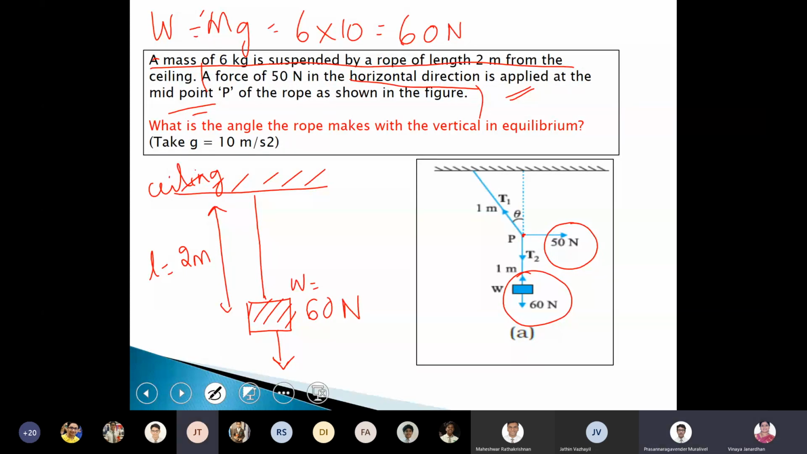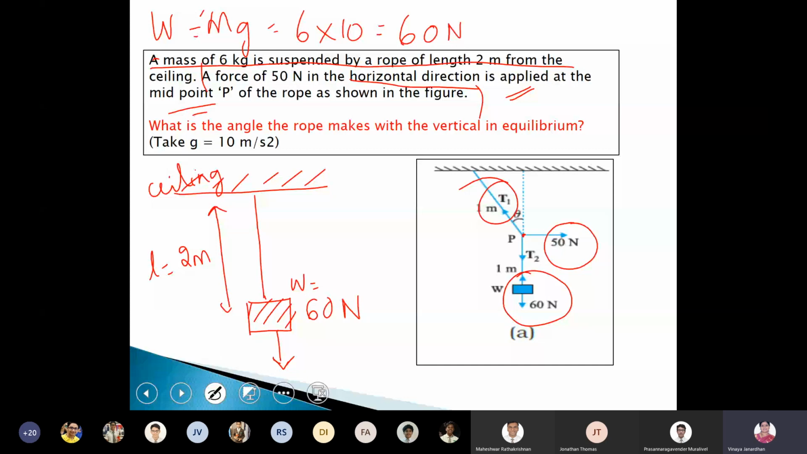At point P, three forces are acting. One is 50 Newton, one is 60 Newton, and the other one is the tension T1. Now, can you identify all the three forces, boys? Yes, ma'am.